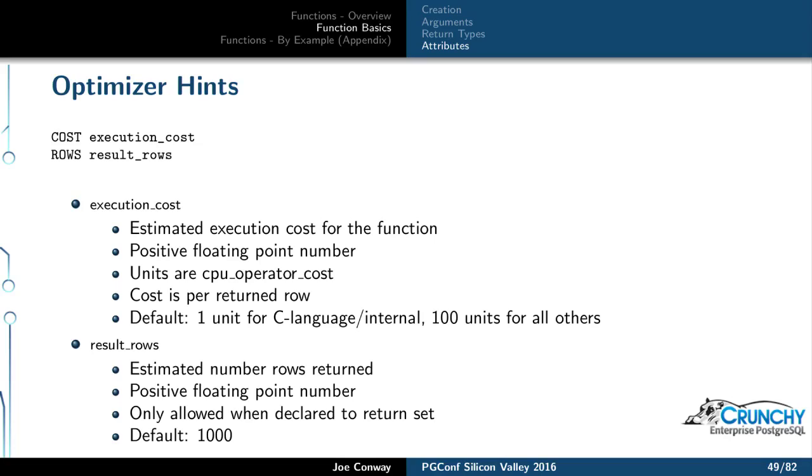Optimizer hints: you saw in the security barrier example that I set the cost. These are parameters that are meant as hints to the optimizer for how many rows this function is going to return and how expensive this function is. I find in practice that it's really hard to set these things. You might set the cost down to something really low if you know you've got a function that is pretty cheap to run and you want it to get pushed down into something. But generally speaking, this is kind of a trial and error type of thing.